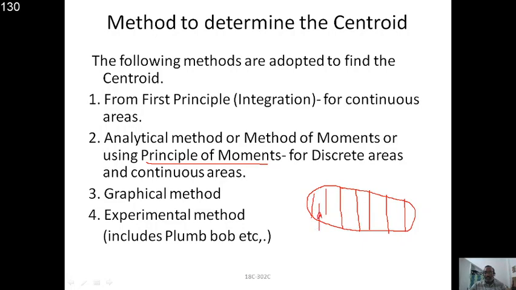This is area 1, area 2, area 3, area 4, like that, and we are taking the moments of these areas about some fixed point, and then you will get where the centroid location is. So due to this you are getting the x bar here.